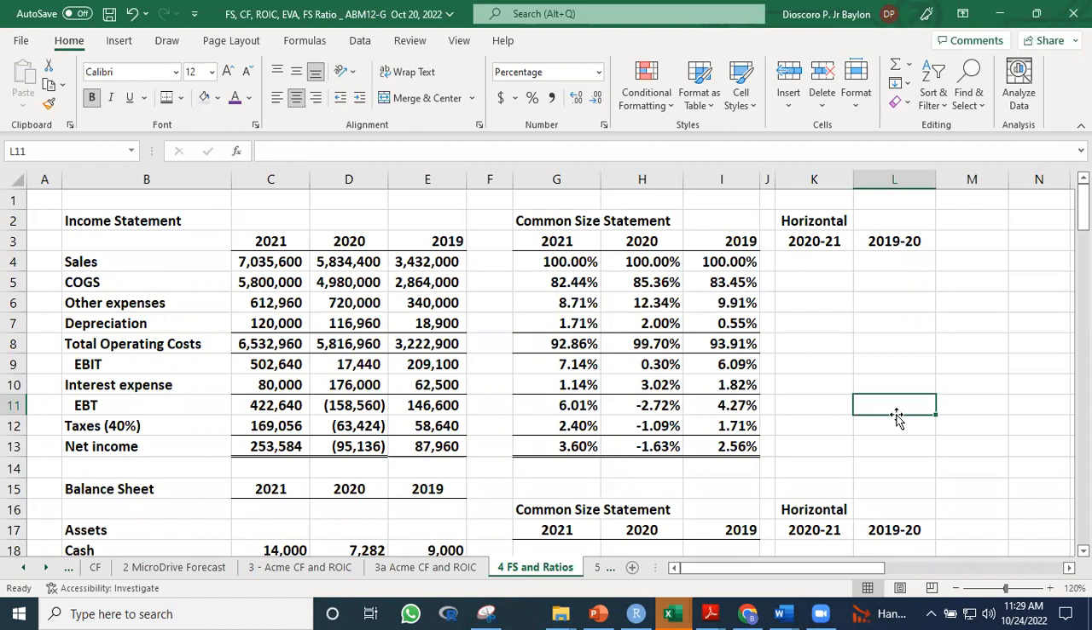Okay? Paki-chat nga please, class, kung clear so far yung pag-interpret natin ng common size statement.